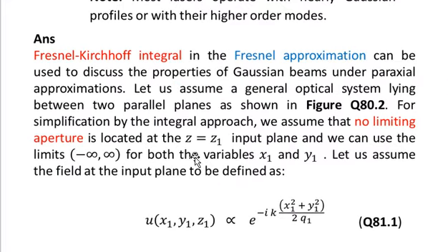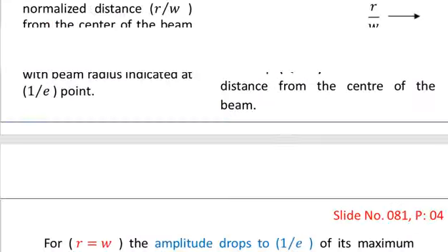The answer is Fresnel Kirchhoff integral in the Fresnel approximation can be used to discuss the properties of the Gaussian beams under paraxial approximations. Let us assume a general optical system lying between two parallel planes as shown in figure 80.2. That is, this figure is from the previous slide, but in the appendix I have added this figure. So let's see that figure.